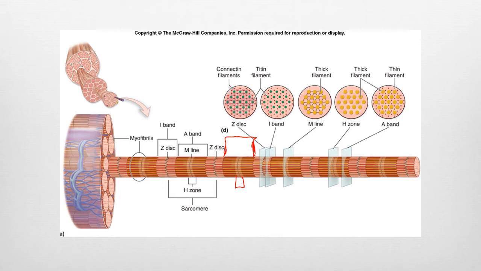From there, we have the I band. And the I band is the area that really actually spans two sarcomeres. And so it goes on either side there. And so it goes into partially one and then into the other. And so the two there are on either side of adjacent sarcomeres. The I band and the H zone are going to change in size. The A band will always stay the same size whether we're contracting or relaxing.